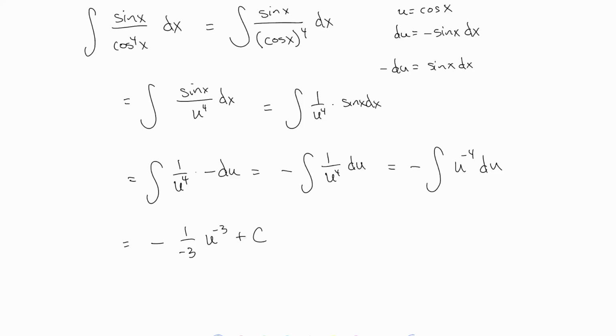And I suppose we can cancel those minus signs, but this is 1/3 u to the negative 3, all right? And then, as always, the last step is to replace the original variable, which is cosine x. So my final answer will be 1/3 cosine x to the negative 3 plus c. All right, you could write cosine to the negative 3 of x if you want. I'm not into that, but that is how people write it. All right, excellent.